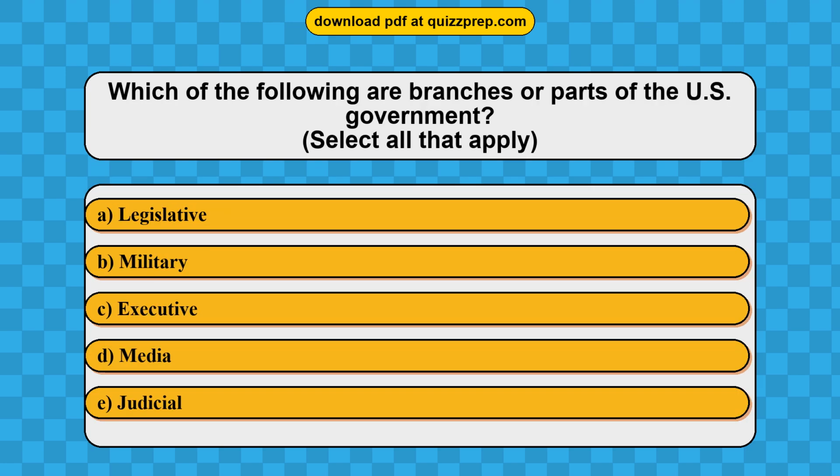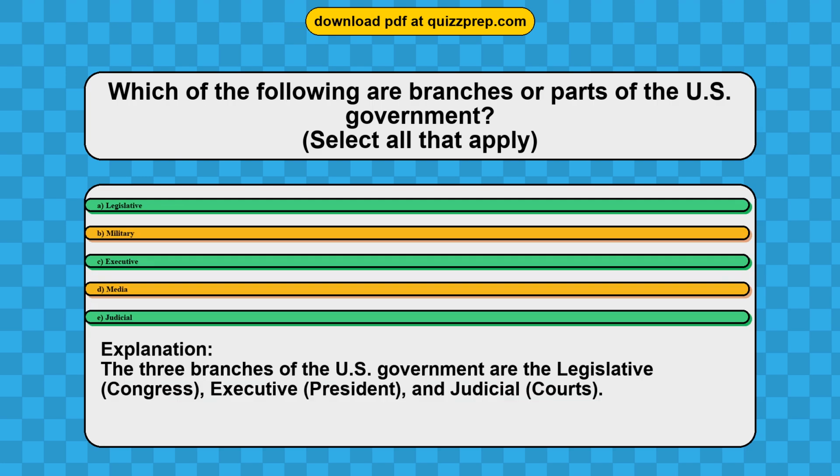Question 63. Which of the following are branches or parts of the U.S. government? Option A, legislative. Option B, military. Option C, executive. Option D, media. Option E, judicial. The correct answers are options A and C and E. Legislative, executive, judicial. The three branches of the U.S. government are the legislative, Congress, executive, president, and judicial, courts.